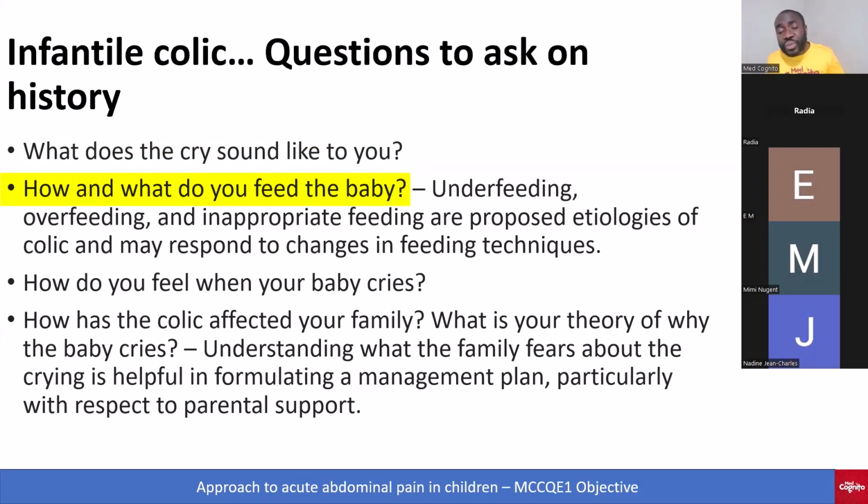Because you will also realize that when we are going to the management of colic, at times there's the suggestion to change the feed. So underfeeding, overfeeding, inappropriate feeding are proposed causes of colic. And if there's a change in feeding technique, at times it can help to solve the issue of colic.